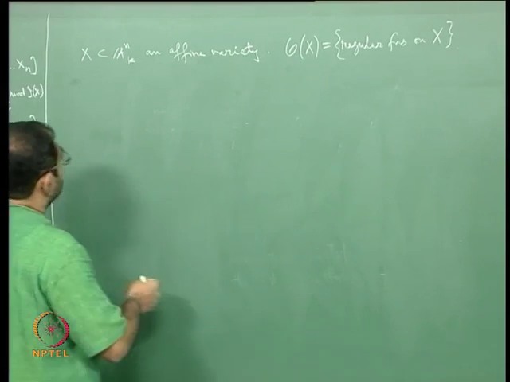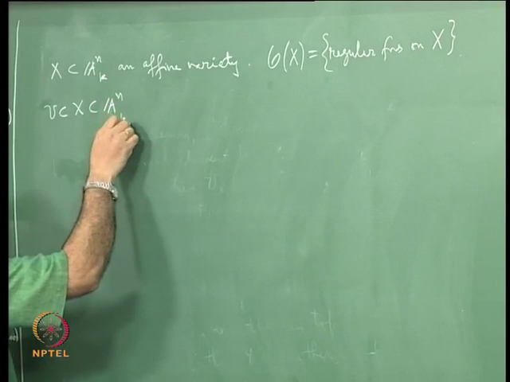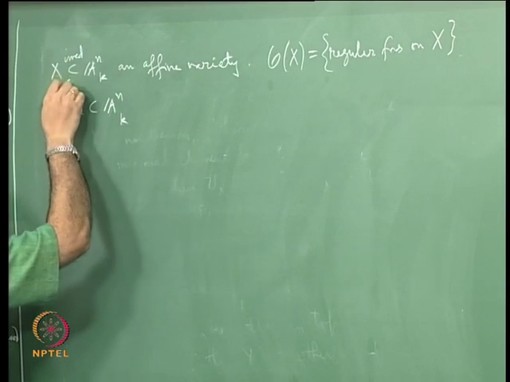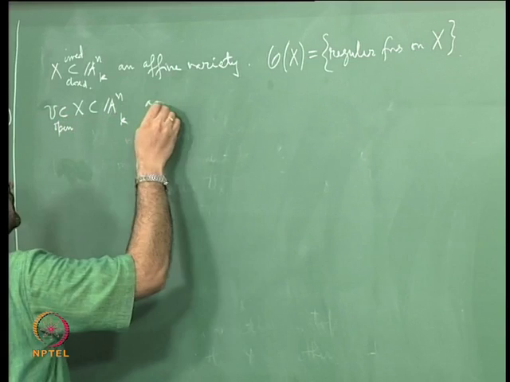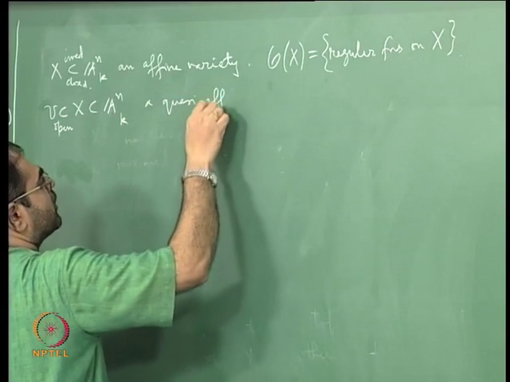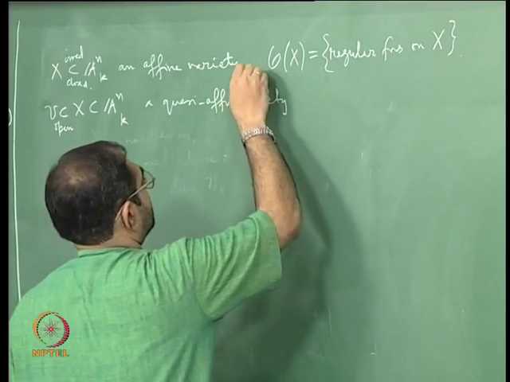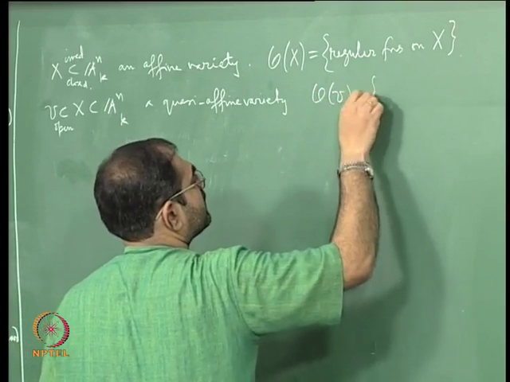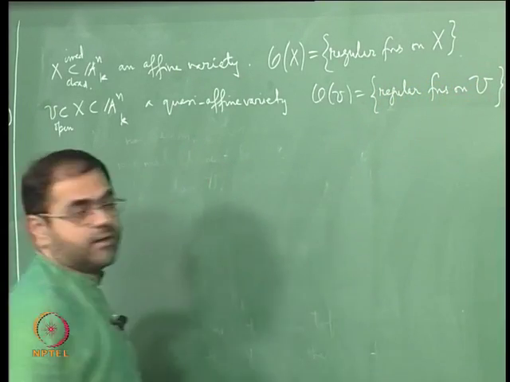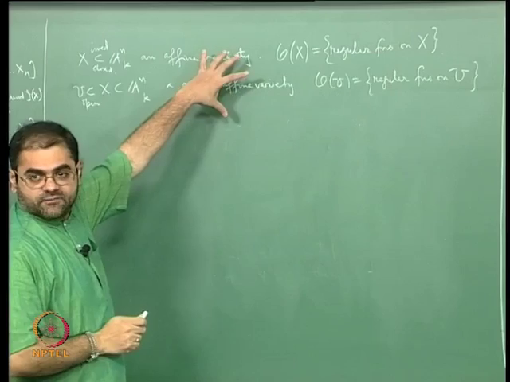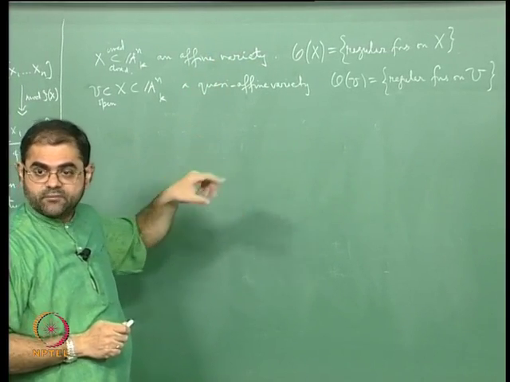Similarly, if U inside X inside A^n, where X is irreducible closed, and U is an open inside this irreducible closed set, then U is a quasi-affine variety. A quasi-affine variety is just an open subset of an affine variety. Then again, O of U is defined to be the regular functions on U. These are global definitions. And how do these global definitions come? They come from local, point-wise definitions.